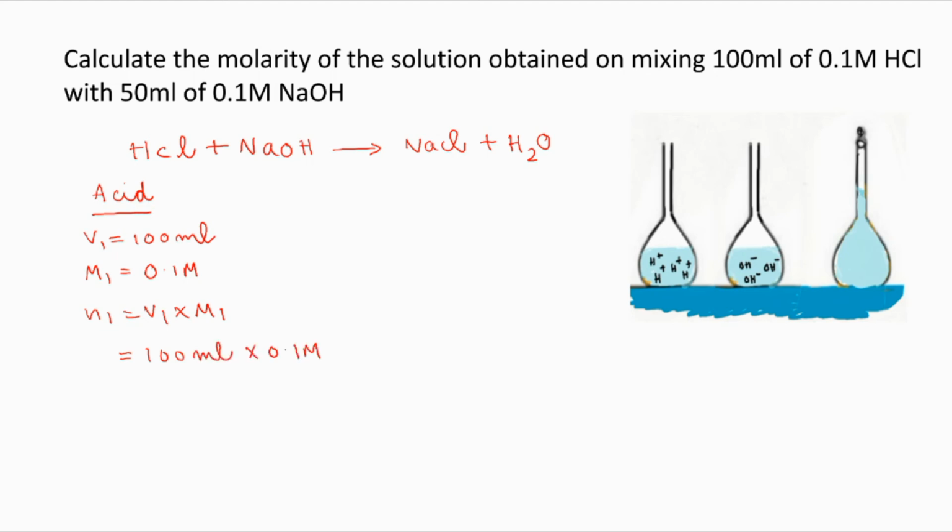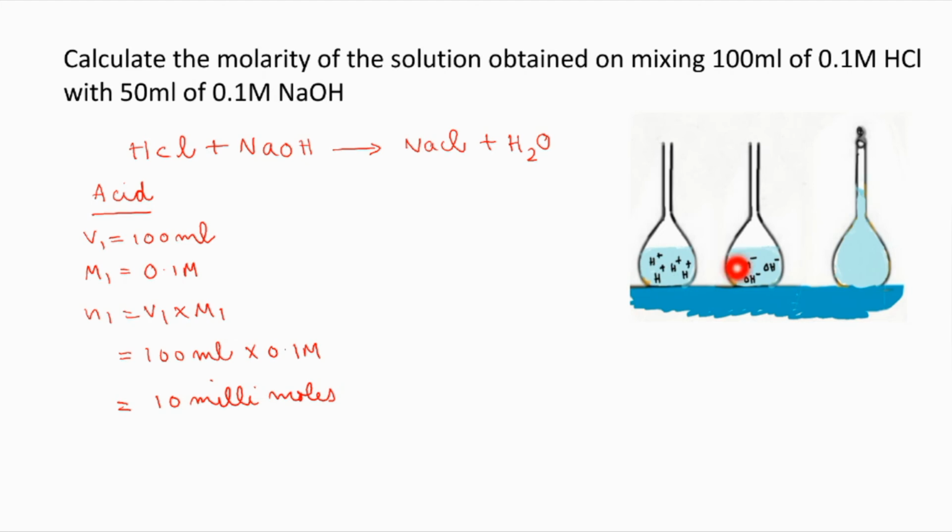In this kind of problem, I suggest that you don't convert the volume into liter, because if you convert the volume into liter, you will end up with decimals. That will make your calculations difficult. So don't convert into liter. Instead, 100 into 0.1 is 10. We write millimoles. Agreed? We didn't write anything wrong. Instead of moles, as we are not converting volume into liter, we write it as 10 millimoles. This is the number of moles present in the acid before mixing.